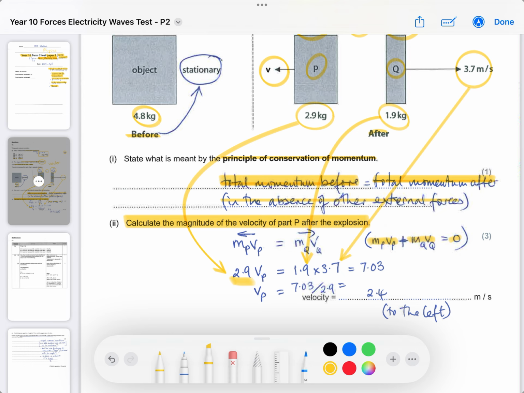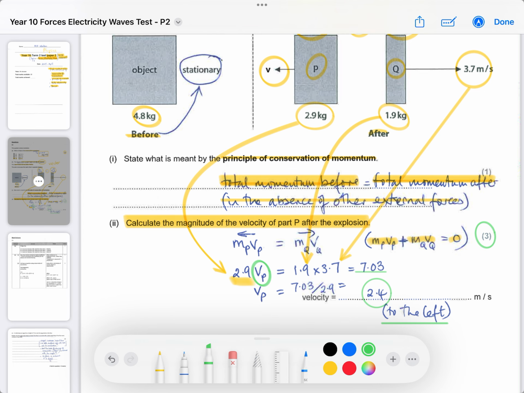So the only unknown is velocity of P. So now it's just a matter of algebra. Make Vp the subject of the equation. The multiplication of 1.9 times 3.7 is 7.03 mathematically. So you can just divide the 7.03 by the mass of P, and you'll get 2.4, which would be the velocity required of P to the left. So I put that it's to the left rather than say it's negative. And I think that's a very valid way of doing this question, and that will get you 3 marks.